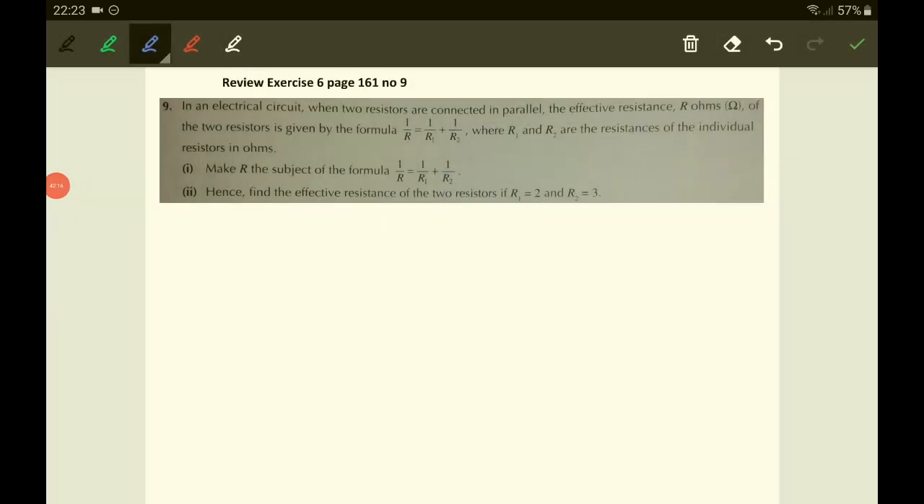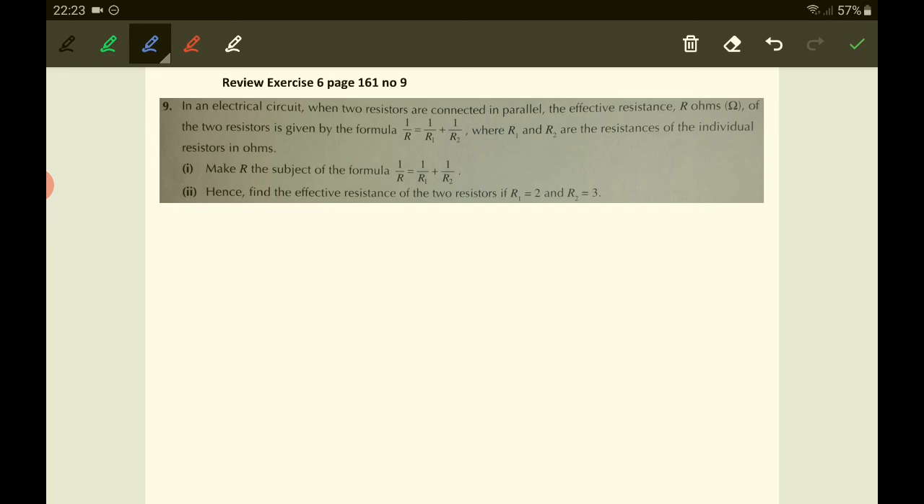Okay, we are now in the last question. Review exercise 6, page 161, number 9. Okay, so this is a question in an electrical circuit. When two resistors are connected in parallel, the effective resistance R, this is the symbol, one variable R, in ohm, of the two resistors is given by the formula here.